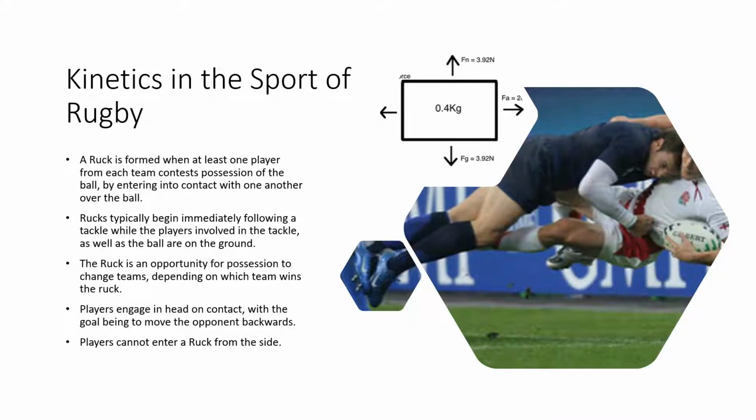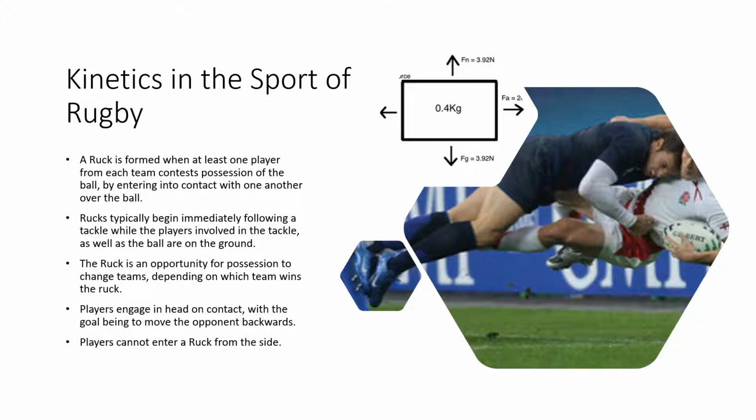An example of Newton's second law applied to sport can be found in the sport of rugby. Many parts of the sport involve the law of acceleration to a great extent, including in the scrum and mauls, but it is more simple in a head-on tackle or a ruck. A ruck is formed when at least one player from each team contests possession of the ball by entering into contact with one another over the ball.